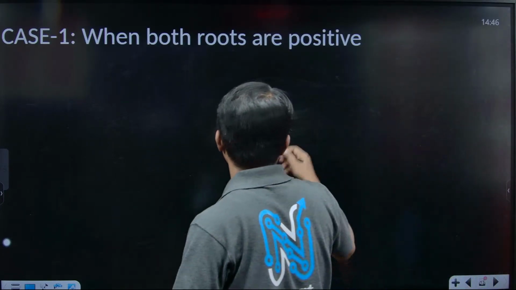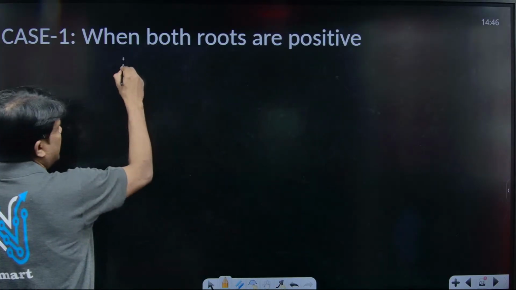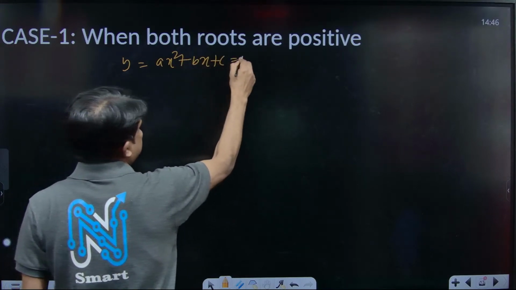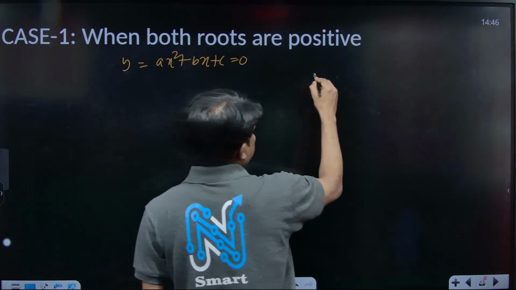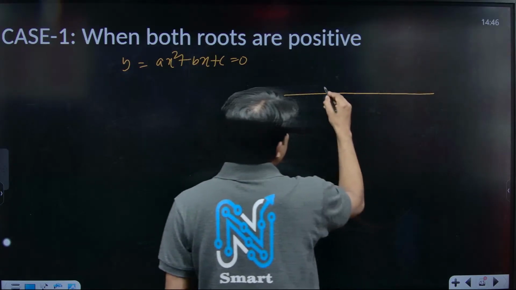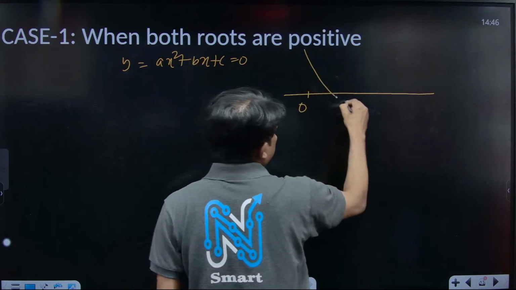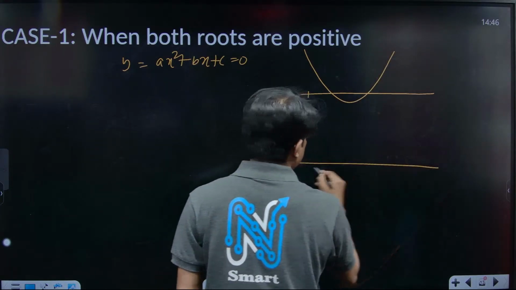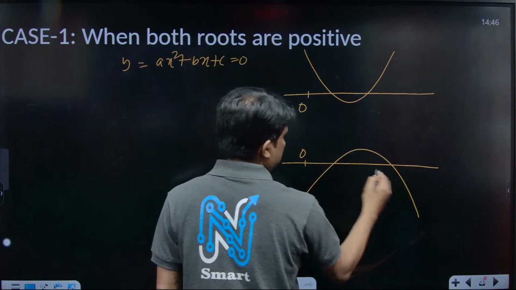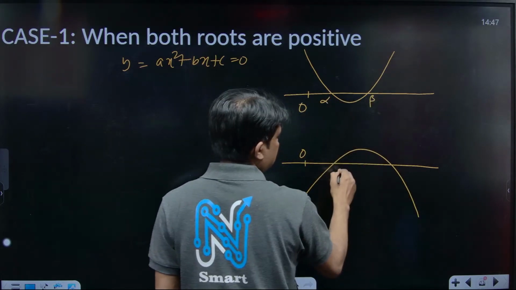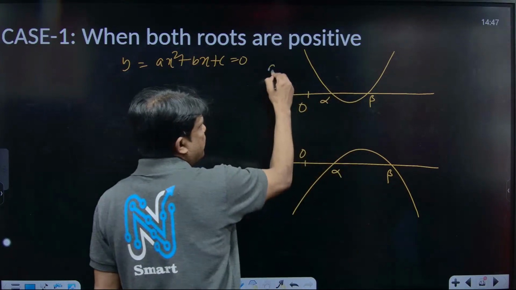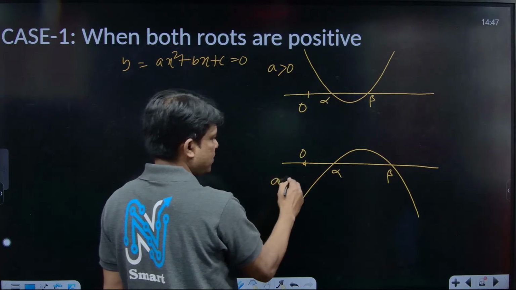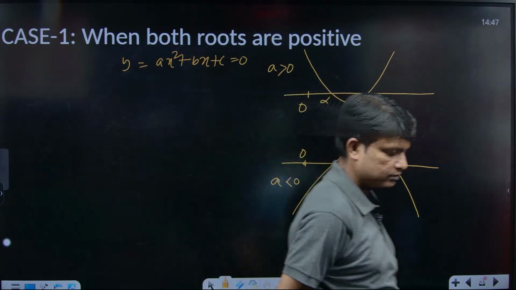Both roots are positive, y equal to f(x), y equal to ax square plus bx plus c equal to 0. Both roots positive means this type of case, A positive, this is the origin, this type of case, this is a downward parabola. Alpha beta, either A positive, an upward parabola, both roots lie on the right side of origin, or this is for A negative. Clear?